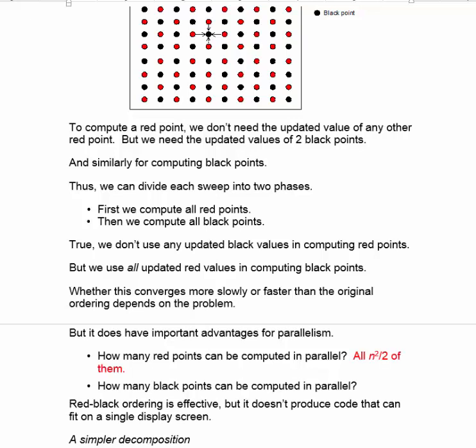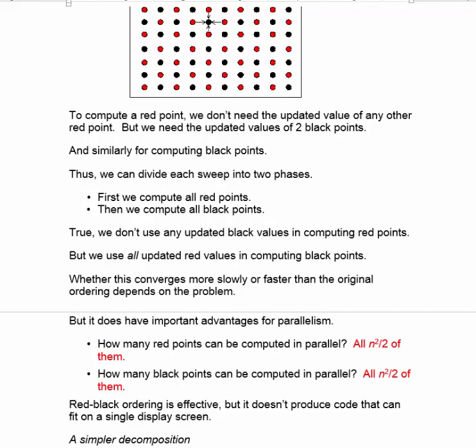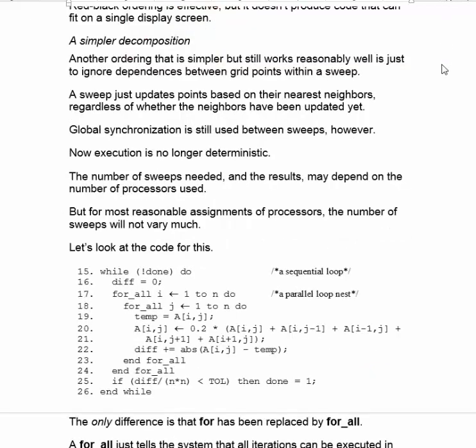How many red points can be computed in parallel? Well, all of them, and there are n squared over 2 of them. How many black points can be computed in parallel? All n squared over 2 of them. Red-black ordering is effective, but it's a little bit harder to consider in this lecture because we can't show all of the code on a single screen. So let's consider a simpler decomposition.